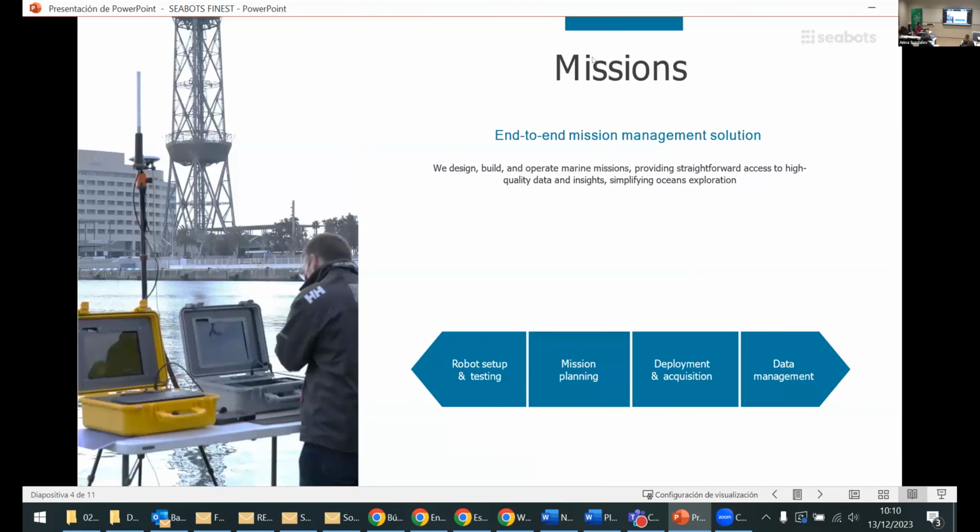So what is going to be the pilot? What is going to be the mission? The first stage is to set up the robot. As I said previously, we can integrate any kind of sensor. In this case, we will integrate a multiparametric probe. This sensor is capable of measuring different parameters of the water, like oxygen, turbidity, or salinity. In bathing areas, we can even integrate the E. coli sensor to measure this bacteria, which is a real threat for public health.